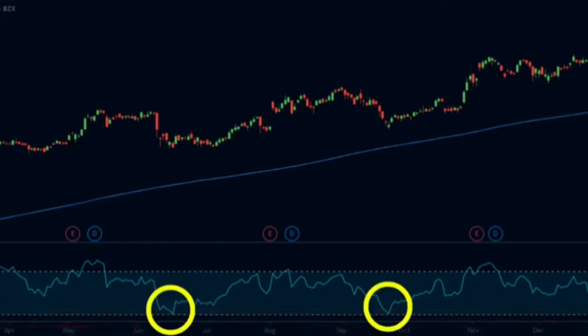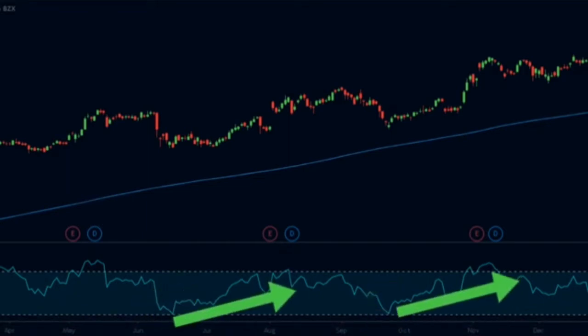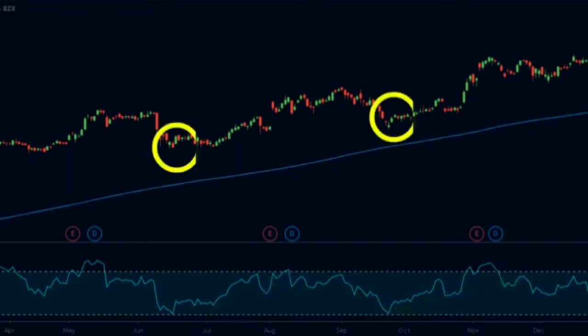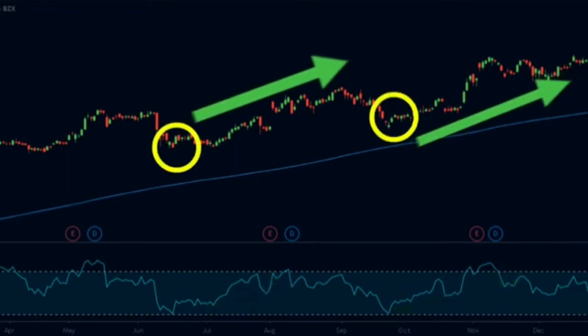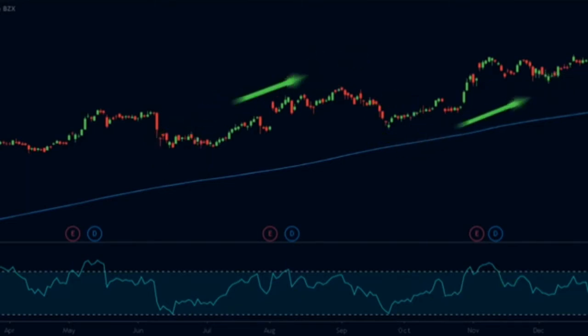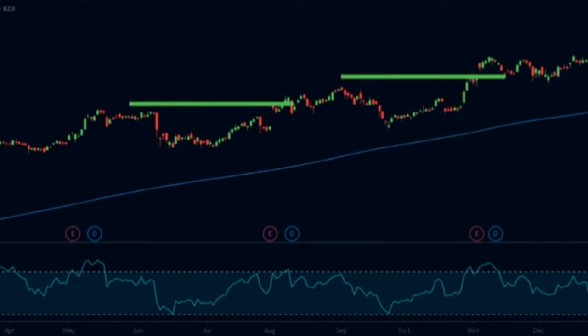On this chart we have 2 buying opportunities. Here the price barely touches the 30 level and quickly reverses. Had we bought the stock at these points, we would have generated good profits. Whenever we enter such trades, we can keep our stop loss below the recent swing low and keep our target at the near swing highs.